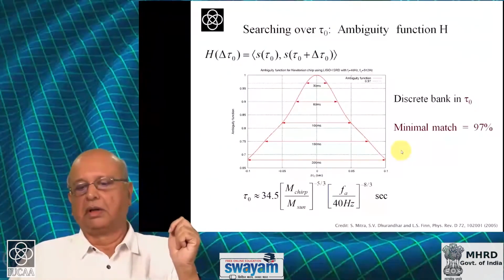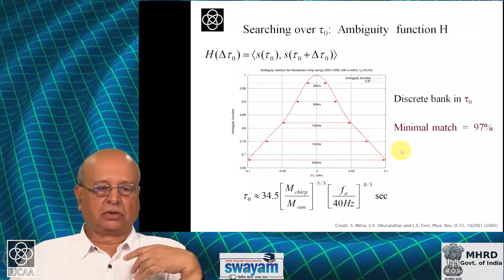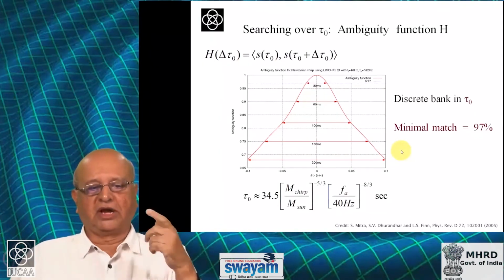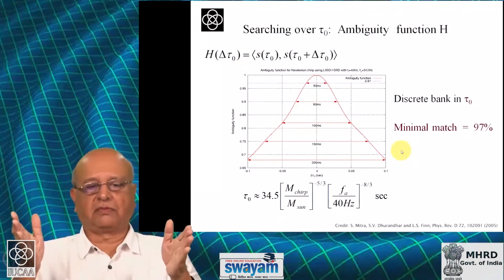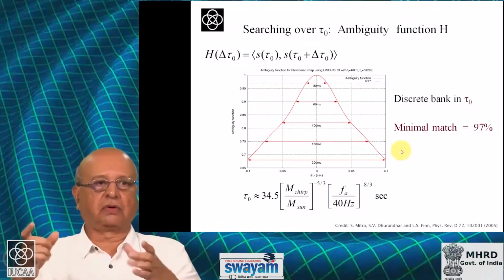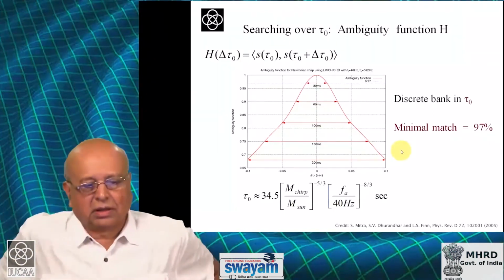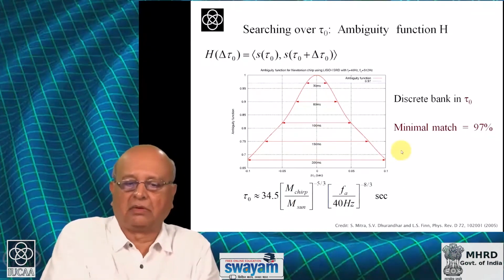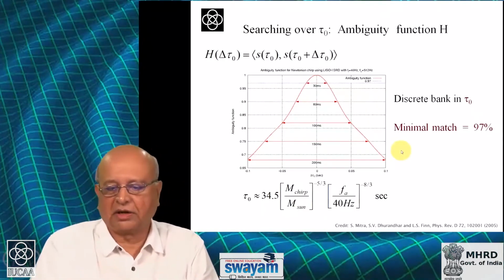So, searching over tau naught is done like this. We define what is called the ambiguity function. This is the function which is basically the scalar product, it is cos theta basically. The norm of S of tau naught is unity, the norm of S of tau naught plus delta tau naught is unity, because we are taking templates which are normalized. If you take the scalar product of two unit vectors, what you get is the cos theta basically. So, this is the cos theta, H of delta tau naught is what comes out here. Tau naught is like a Cartesian parameter for this. H of delta tau naught is written like this, and it is plotted here.